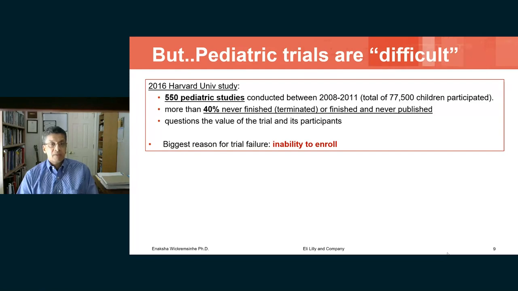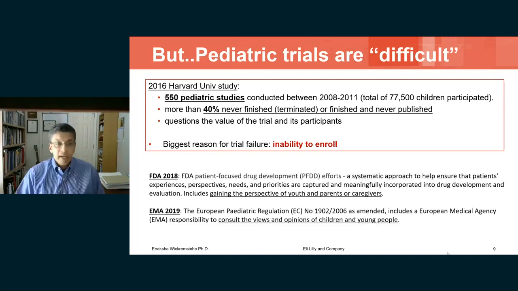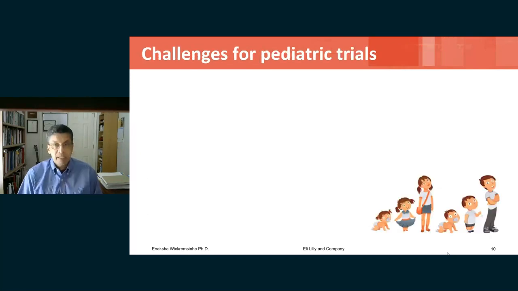And the biggest reason cited for trial failure was the inability to enroll. So the inability to enroll was the number one reason why these trials were terminated or failed. Again, FDA and EMA have been very active in this area, trying to encourage and help people to conduct these studies. There are two references here. I'm not going to discuss that, but just for reference. But basically, encouraging people to involve parents, caregivers, youth, and children in these discussions, so that you can design these studies to be more favorable and attractive to the pediatric population.